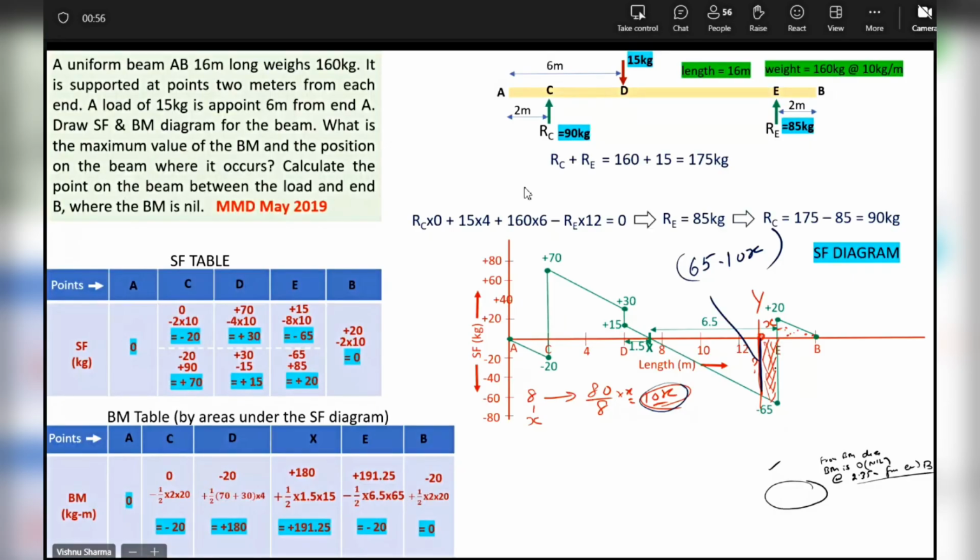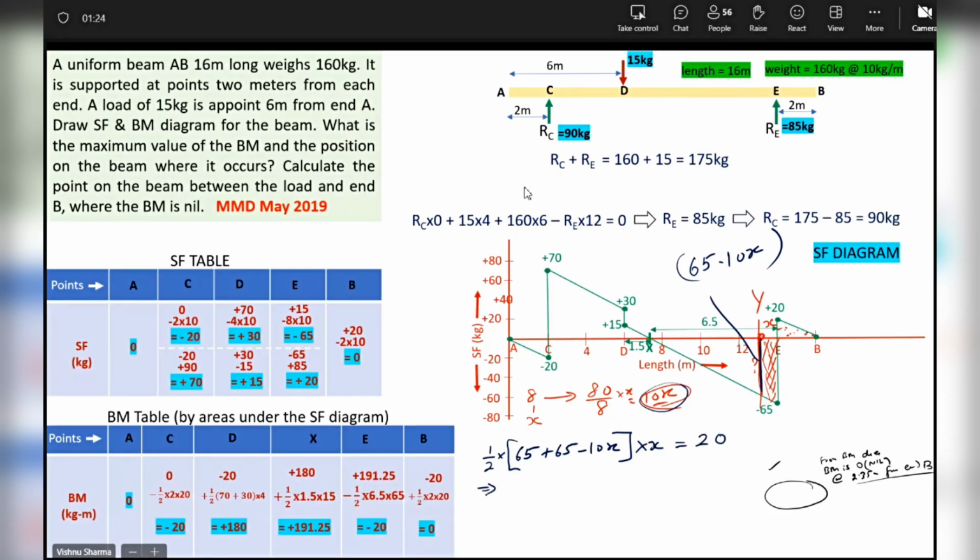Area of the trapezium would be half into the sum of the parallel sides. One side is 65, the other side is 65 minus 10x, multiplied by the distance between them, x. And how much do I want this distance to be? I want this area to be 20 units because the area of the triangle is 20.